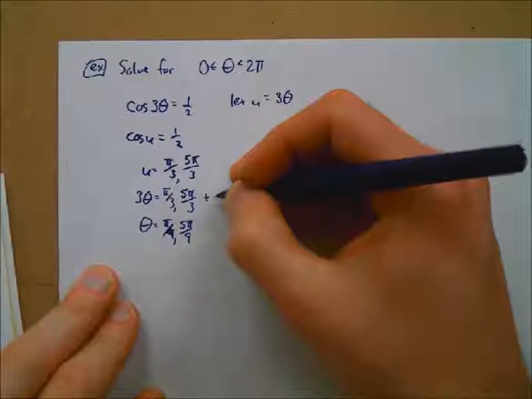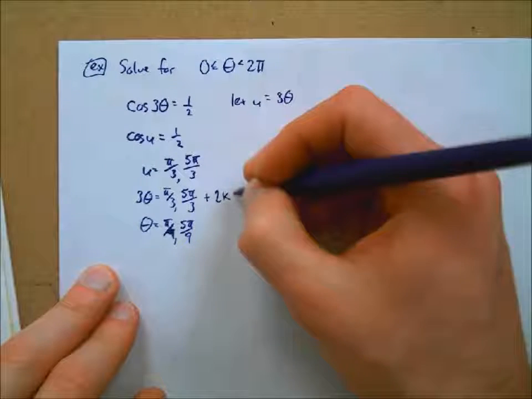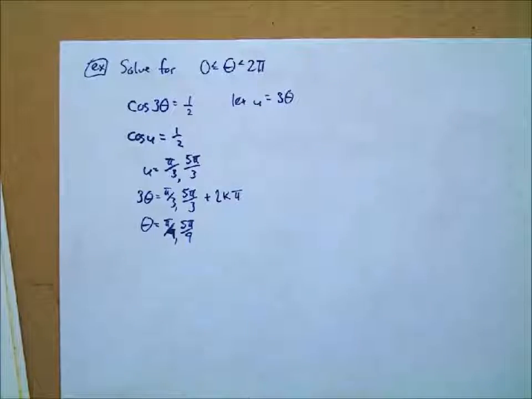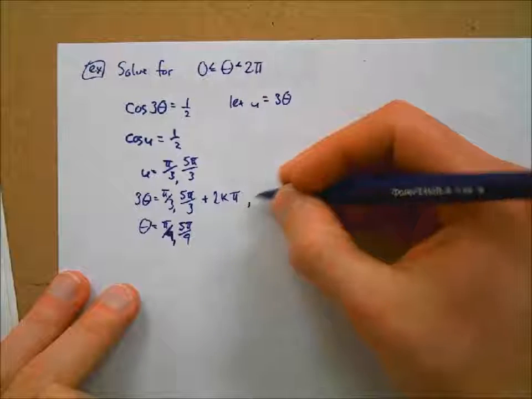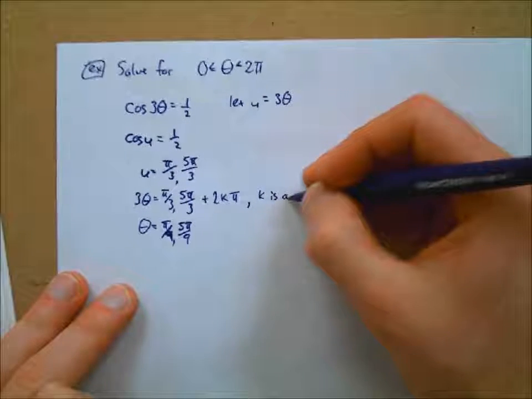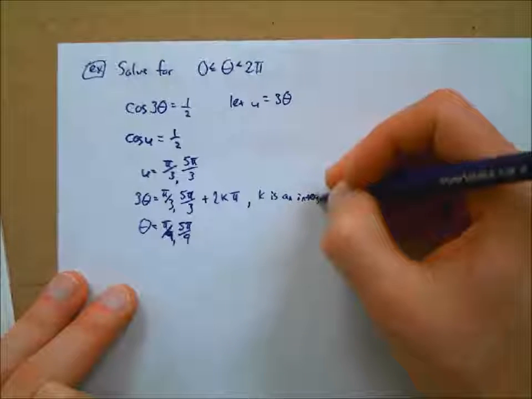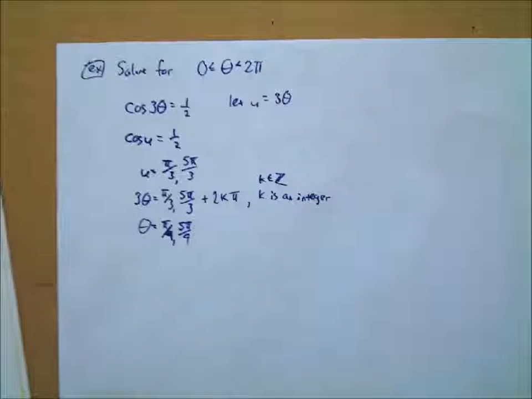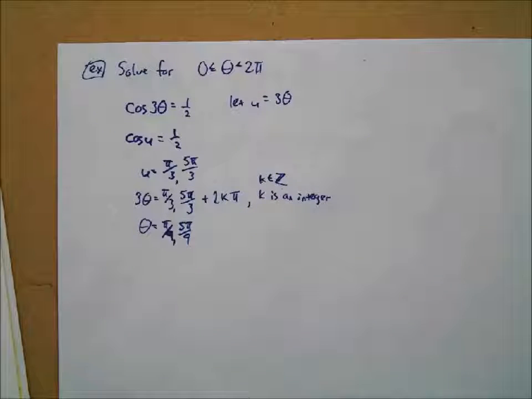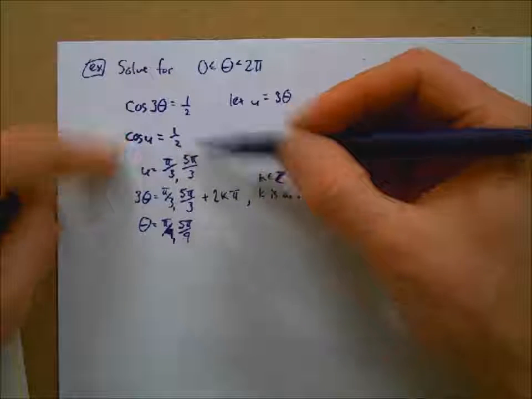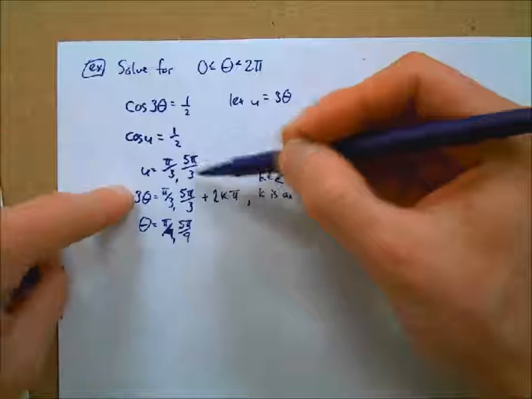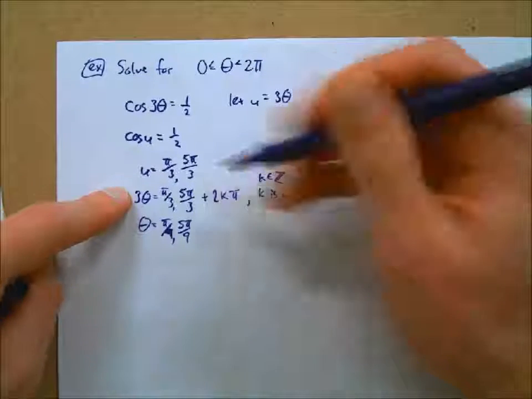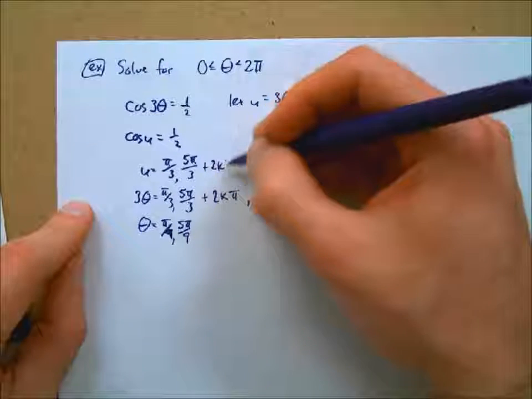So I'm going to put this over here in parentheses, plus multiples of 2 pi, where k is an integer, or k is an element of Z. So originally, from this manipulated problem where I had cosine u equals 1/2, I could add 2k pi to any of these answers and get additional ones.